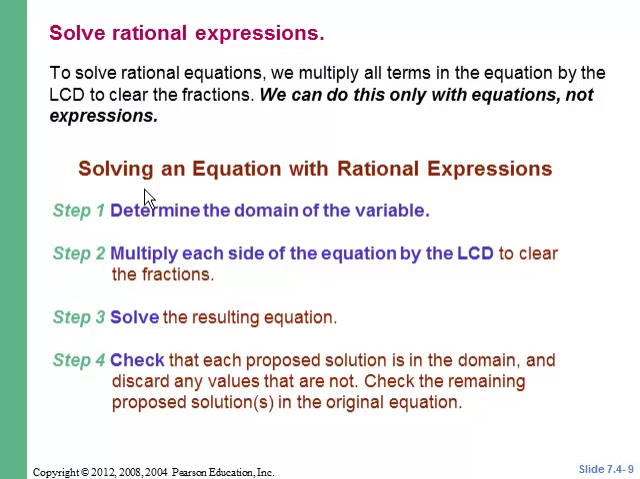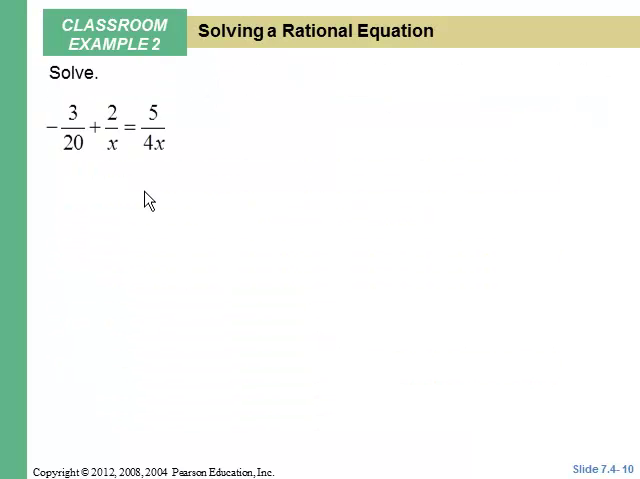Now, how do you go about solving them? Well, first of all, we found the domain. Then we multiply by the LCD to clear the fraction, solve the equation, and check your solution. Our LCD is 20x, so we multiply this by 20x, 20x, 20x. The 20s cancel in the first case, so we end up with negative 3x. The x's cancel in the second case, so we have 20 times 2, which is 40.